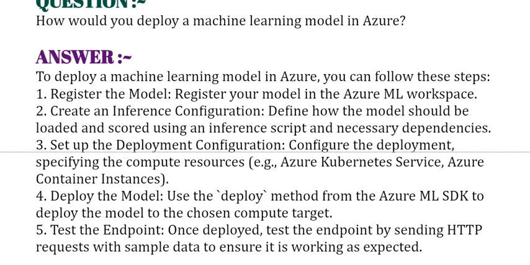Step 3. Set up the deployment configuration. Configure the deployment specifying the compute resources, for example, Azure Kubernetes Service or Azure Container Instances. Step 4. Deploy the model. Use the deploy method from the Azure ML SDK to deploy the model to the chosen compute target. Step 5. Test the endpoint. Once deployed, test the endpoint by sending an HTTP request with sample data to ensure it is working as expected.